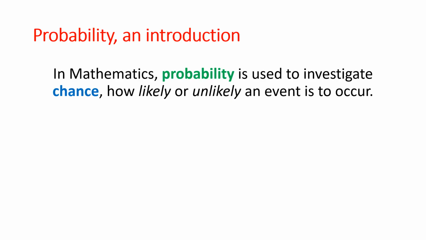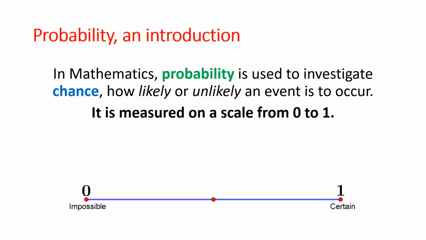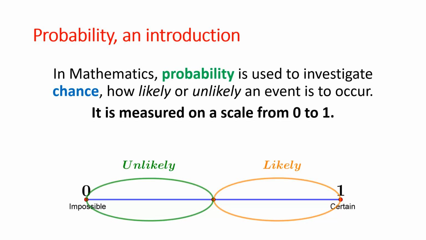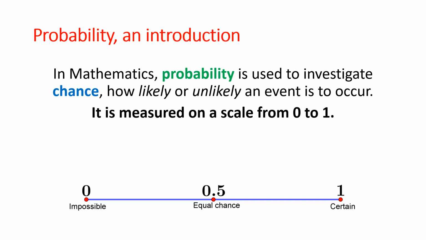In mathematics, probability is used to investigate chance, how likely or unlikely an event is to occur. It is measured on a scale from 0 to 1, 0 being an impossible chance, 1 being certain. And we can have events anywhere between the scale that are either unlikely or likely. Anything that is in the centre, 0.5, we refer to as an equal chance.